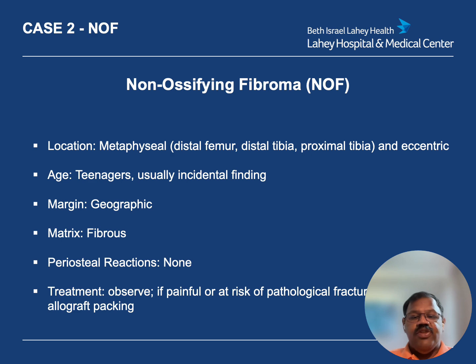You can cover up that lesion and the rest of that bone looks completely normal. The matrix was fibrous, ground glass in appearance, and there's no associated periosteal reaction. So the treatment for these lesions is usually observation. If it's significantly painful or there's a risk of pathological fracture, you can curettage and allograft pack the lesion.